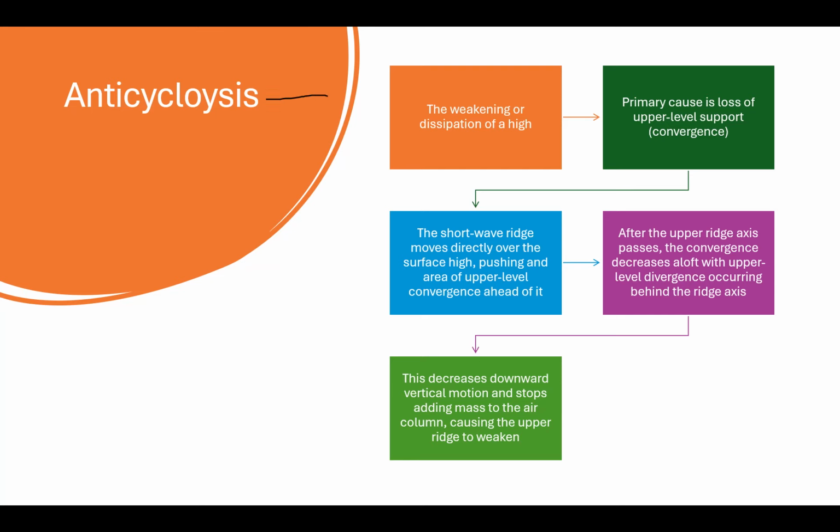All right, anticyclolysis, simply put, I don't need to draw this out. It's just the weakening or dissipation of a surface high. The primary cause is loss of upper level support. Well, let's see what happens here. This would be an example of loss of upper level support.